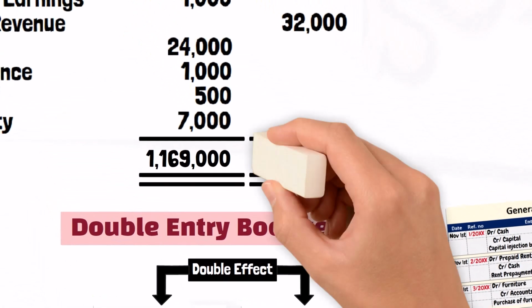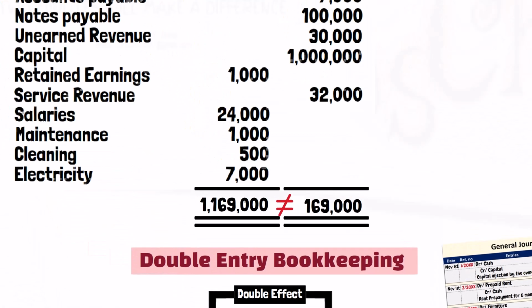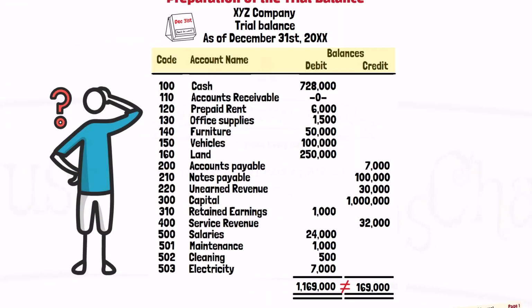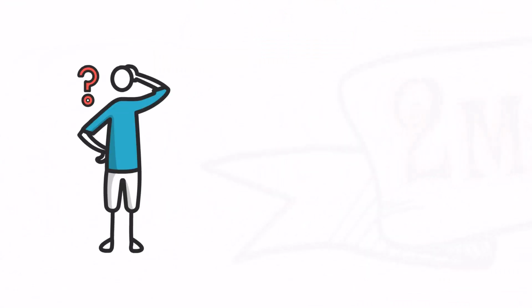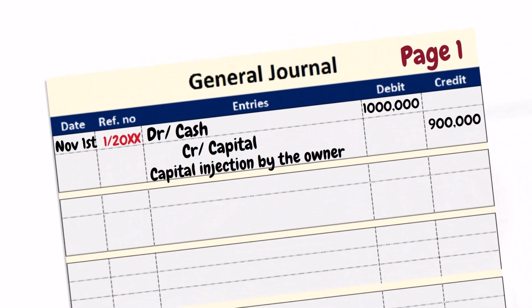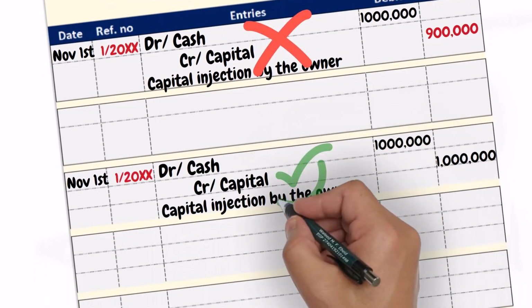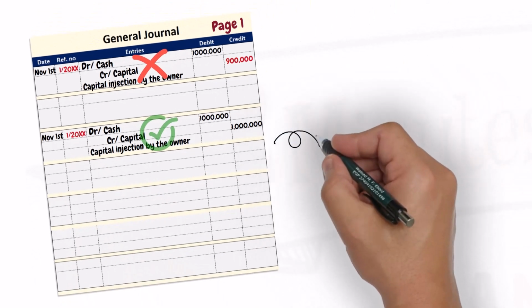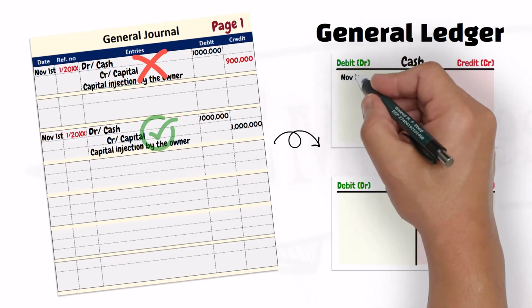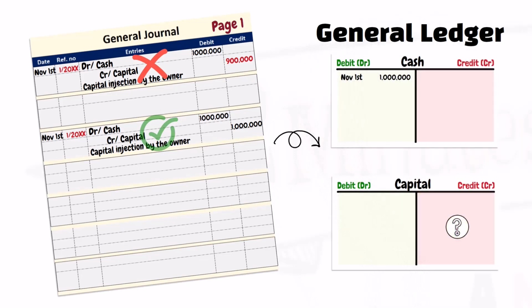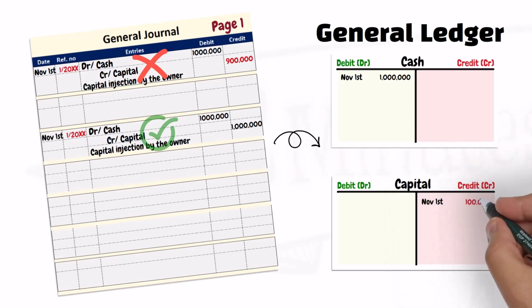If these totals were not equal, this means that there is an error in our accounts that should be investigated and corrected. That error might be, for example, a journal entry that was recorded in the general journal with unequal debits and credits, or an entry that was recorded correctly in the general journal, but posted incorrectly to the general ledger, like for example posting the debit side of the entry without its credit side, or posting an entry with incorrect amounts for debits and credits.